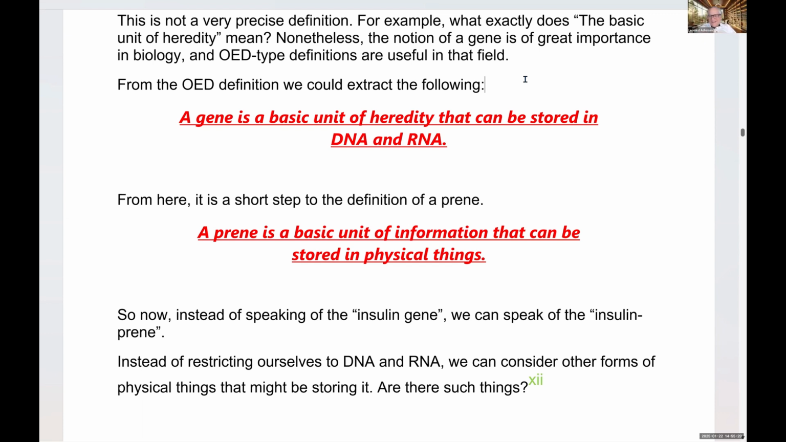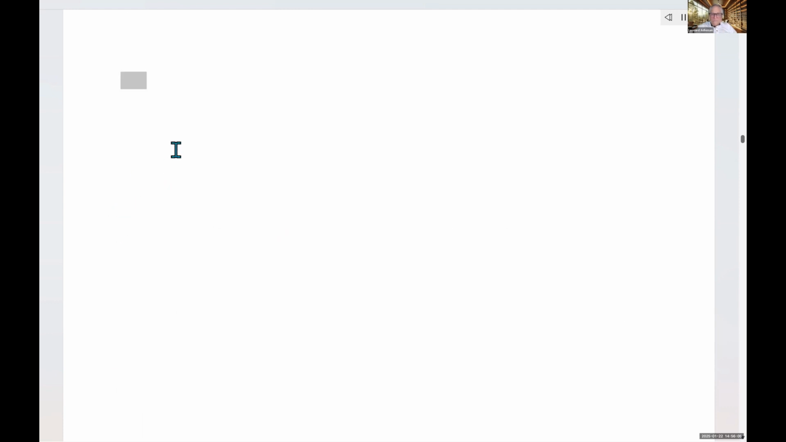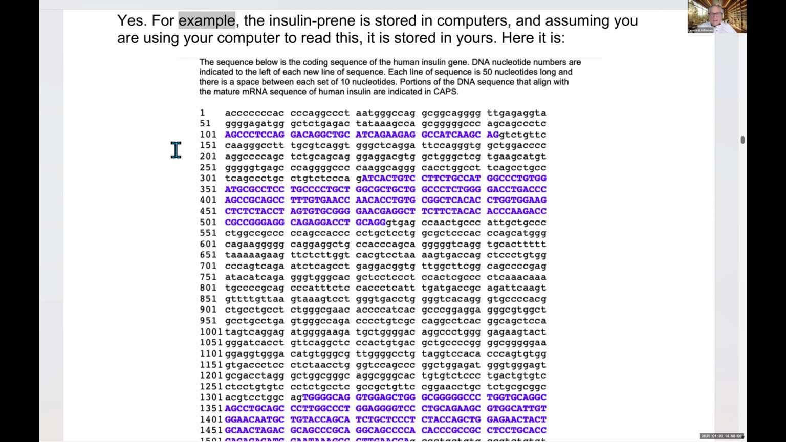João, yeah, perfect. I was just going to mention that since it's just information, anywhere we can write it, and especially computers, we could store it. Yes. So now suddenly, if we're thinking of the insulin preen, we don't restrict our attention to RNA and DNA. Yes, for example, the insulin preen is stored in computers, and assuming you are using your computer to read this, it is stored in yours.